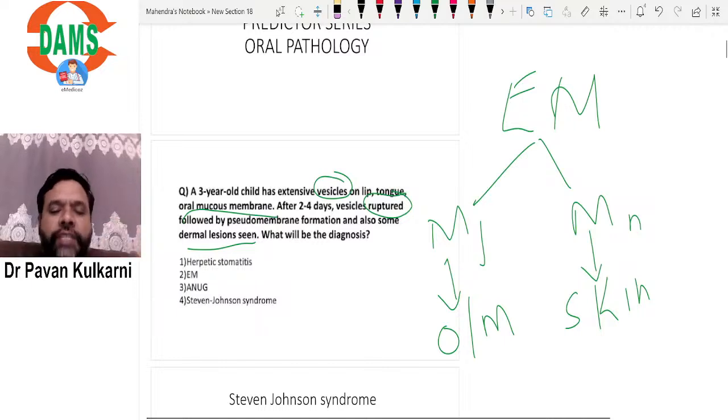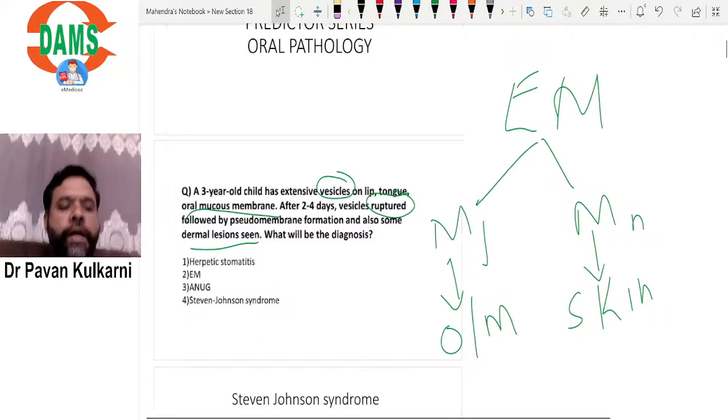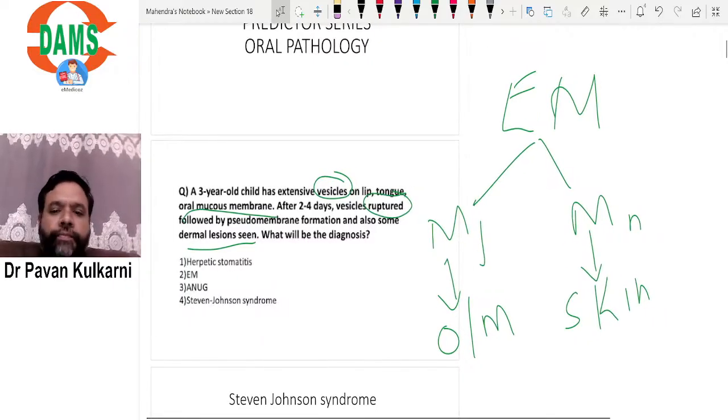Here they have specifically mentioned that there are oral manifestations. So obviously it is a major type, and in major type they have given the option Stevens-Johnson syndrome. So Stevens-Johnson syndrome is the correct answer here.